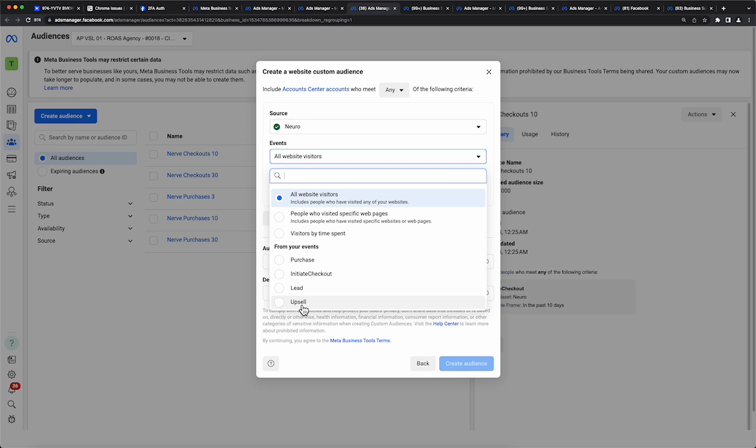So if we target people like a 1% lookalike of the upsell visitors or upsell purchases, people who've taken an upsell, that means our AOV is going to be higher, right? We're targeting people who have bought a higher amount of goods in the funnel, so naturally, that's going to help us find more people who are willing to spend more money, okay? All right, so that's all the good stuff there.